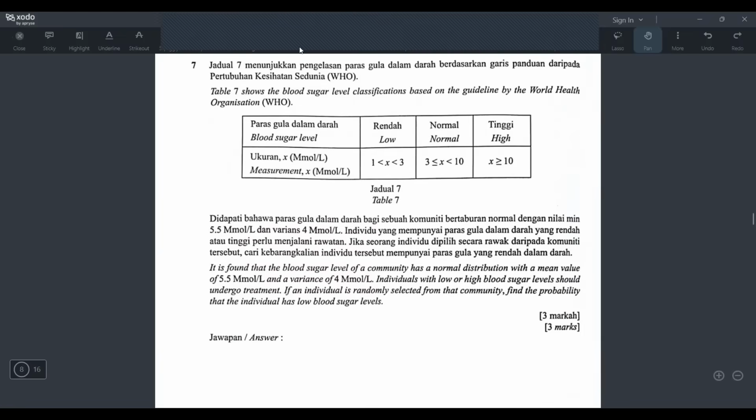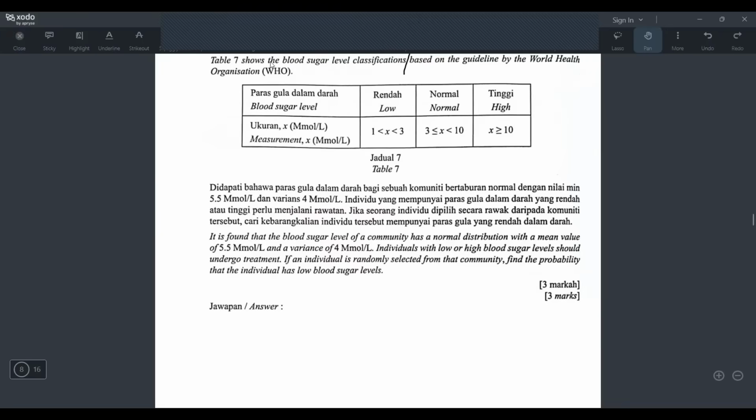Okay, let's continue. Number 7. I think this is a probability distribution question. Let's read. Table 7 shows the blood sugar level classification based on the guideline by the World Health Organization, WHO. So these are all blood sugar levels. If your blood sugar level is low, it means your measurement is between 1 and 3. But if your measurement is between 3 and 10, then you have a normal blood sugar level. And if your measurement is more than 10, then you have a high blood sugar level. Okay, so far so good. Let's see what else they say here.